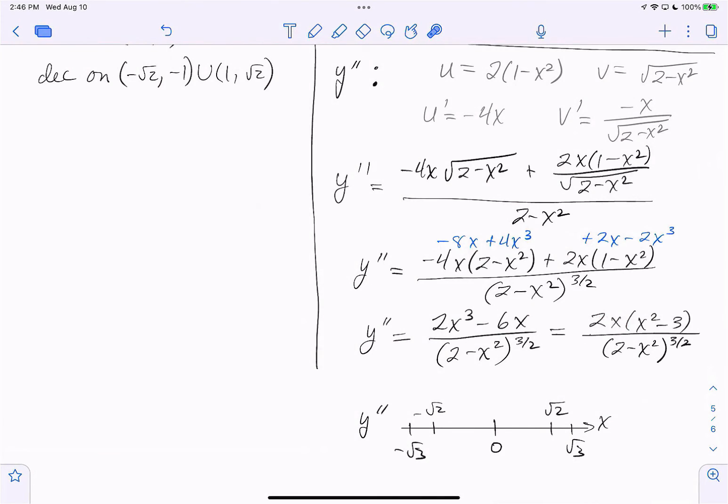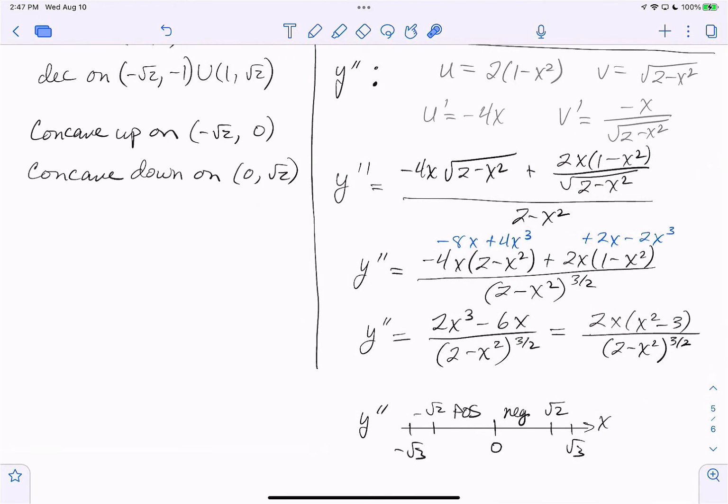It's pretty straightforward to see that if x is negative, then, well, I guess it's not quite so straightforward. This is a negative term, 2x, but then if x is between 0 and negative square root of 2, then this factor is going to be negative. So our second derivative is positive between negative square root of 2 and 0 and negative between 0 and square root of 2. Therefore, our graph is concave up on the interval from negative square root of 2 to 0 and concave down on the interval from 0 to the square root of 2.